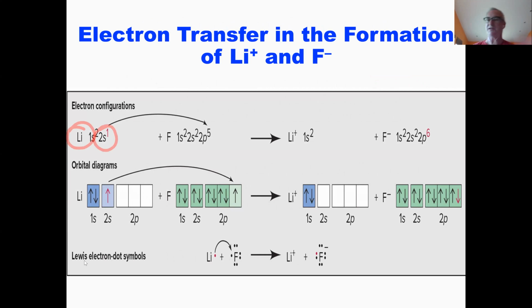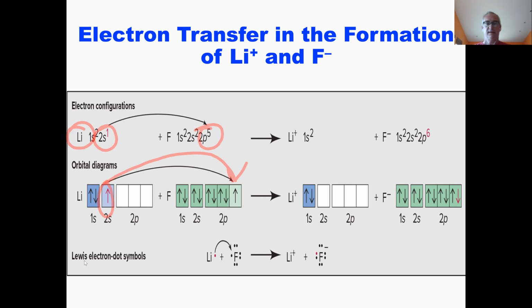So it has that 2s1 that it loses. So this electron will go over to fluorine because fluorine has 2p5, and fluorine pulls on electrons more than anybody else. So this electron will physically move from lithium to fluorine. And now lithium looks like helium, and fluorine looks like neon. And so they're both very, very stable, and they're now charged.